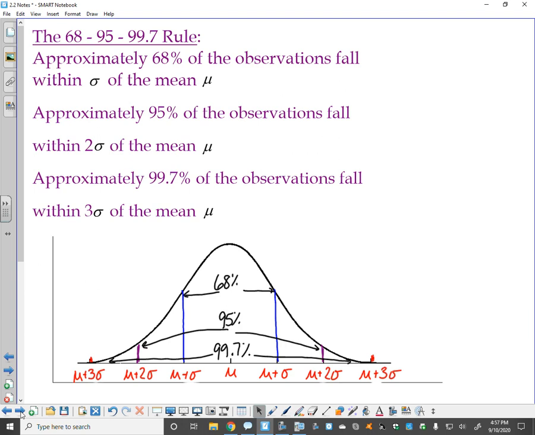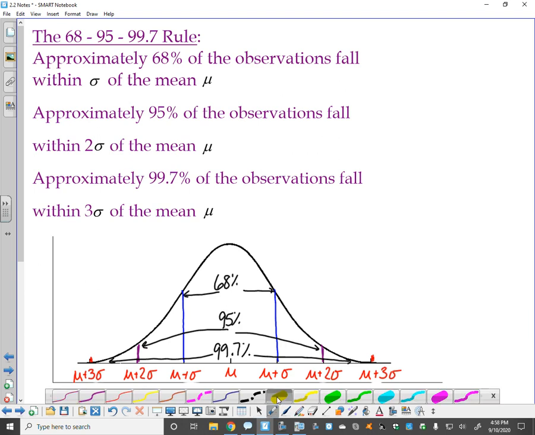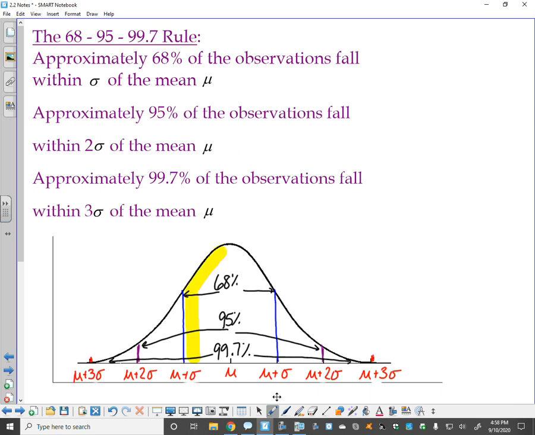Okay, so now look at that graph that I've got. Approximately 68% of the observations fall within 1 sigma. So that means 1 sigma to the right and 1 sigma to the left. That holds 68% of my data. So this area right here is 68% of the total area.